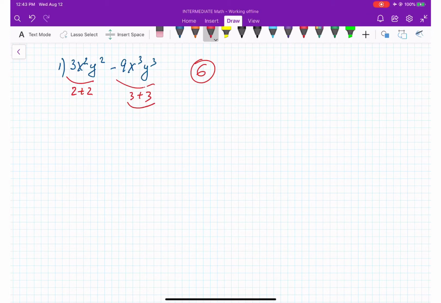Now, how many terms do we have? This is the first term, this is the second term. Terms are separated by addition or subtraction. So we have 2 terms. Okay? Next one.